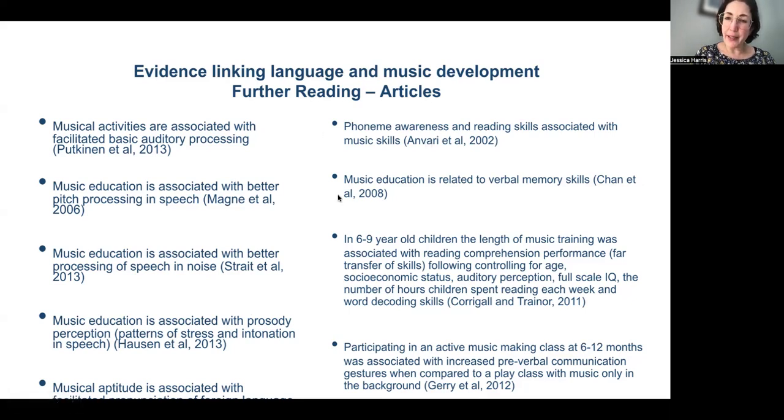Phoneme awareness and reading skills are associated with music skills. Music education is related to verbal memory skills. And one study by Corrigall and Trainor in 2011 found that in 6 to 9-year-old children, the length of music training was associated with reading comprehension performance, so far transfer of skills, following controlling for age, socioeconomic status, auditory perception, full-scale IQ, the number of hours children spent reading each week, and word decoding skills. And finally, participating in an active music-making class at 6 to 12 months was associated with increased pre-verbal communication gestures when compared to a play class with music only in the background.